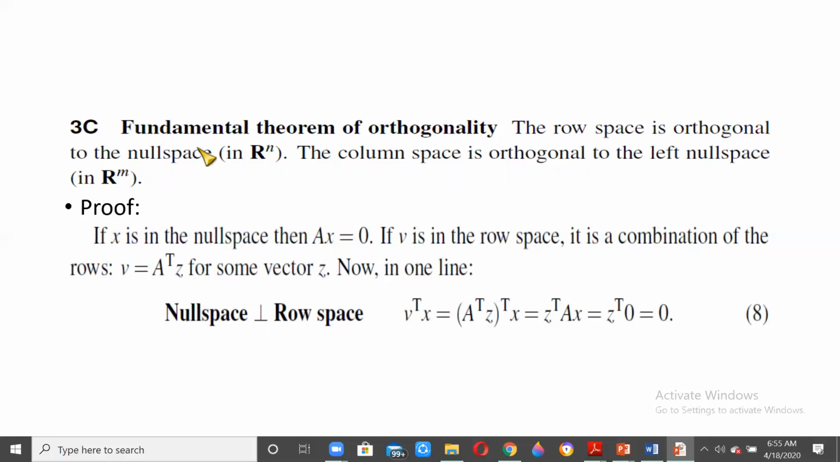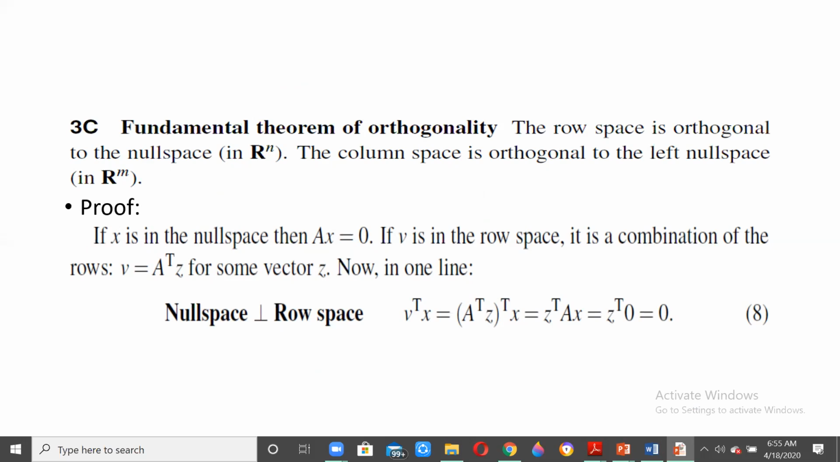Now we come to the fundamental theorem of orthogonality. We have considered four spaces: the column space, the left null space, the row space, and the null space. The fundamental theorem of linear algebra and the fundamental theorem of orthogonality state that the row space is orthogonal to the null space. They are perpendicular to each other, and the column space is orthogonal to the left null space.